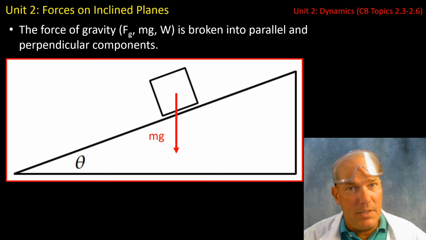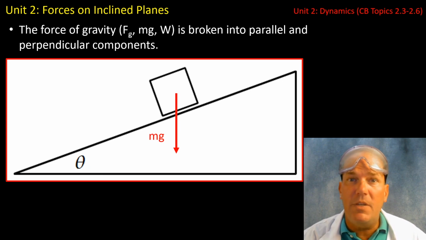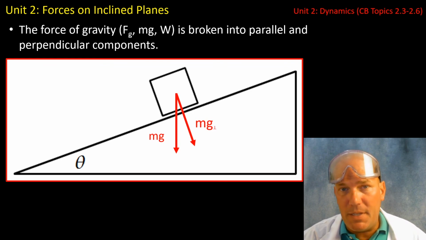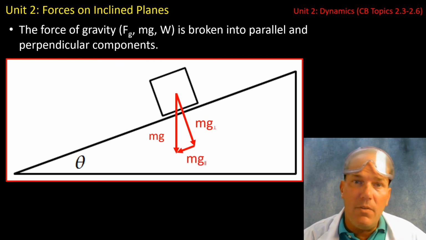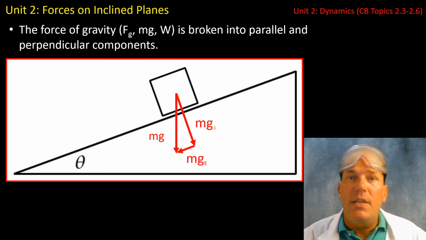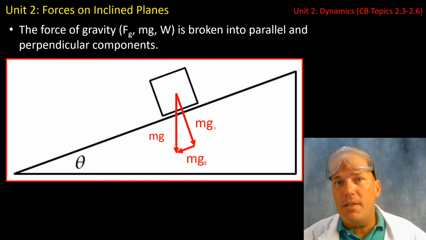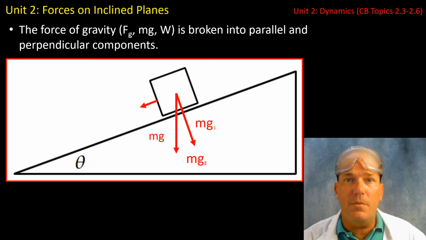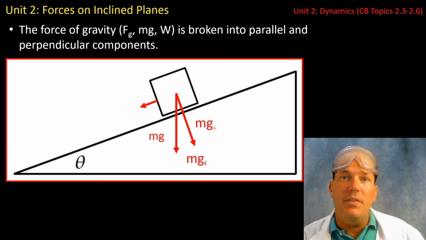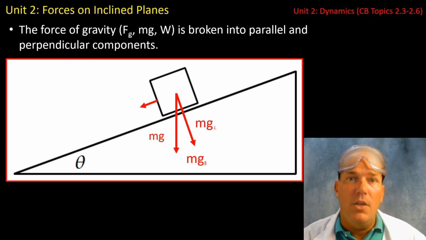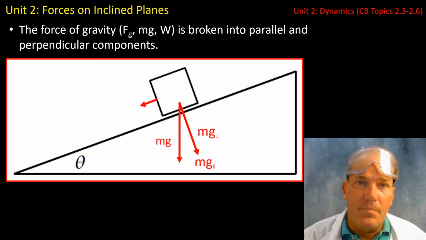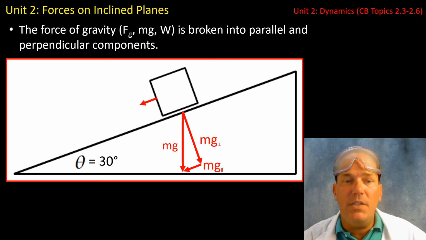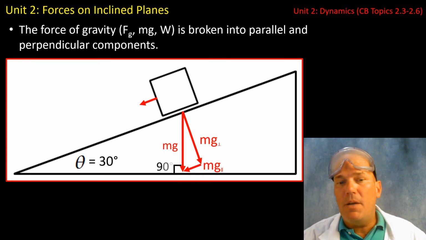However, since this object is on an incline, we need to resolve the force of gravity into perpendicular and parallel components. Now, if I translocate this parallel vector, we can see that this is the force of gravity that is down and parallel to the inclined plane. Now let's take a little more look at our angles here. We're at 30 degrees above the horizontal.